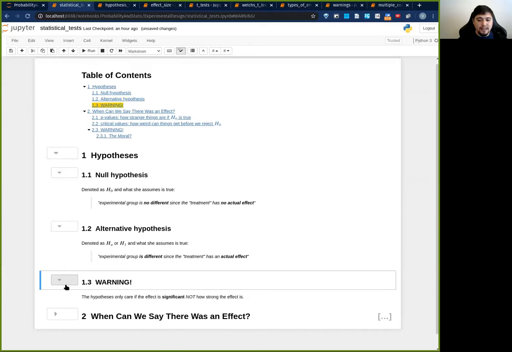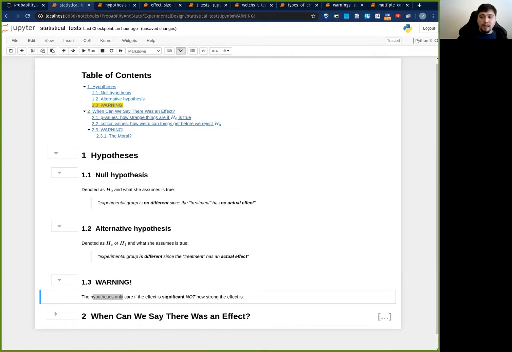Now I put a little warning here because these hypotheses only care if the effect is significant, not how strong the effect is. That's a subtle point: just because you disprove the null hypothesis, which means the alternative hypothesis is the likely answer, does not mean that it is a stronger effect. There might be a requirement by how many people you sample across, but the hypotheses themselves do not signal how strong the effect is, just that there is a statistically significant effect. And statistically significant basically says it passed the test.